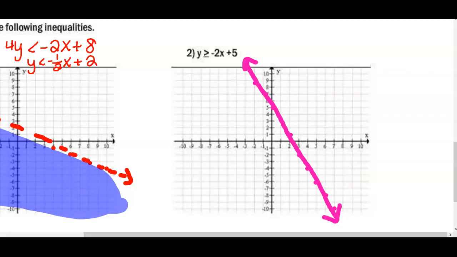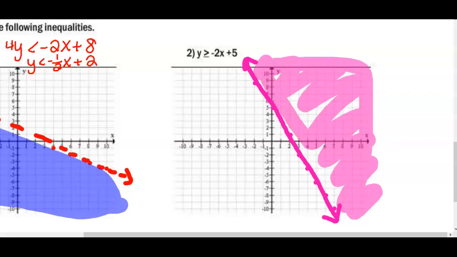And then y is now greater than. So if it is greater than, we shade above. Is 0, 0 a solution to this graph? No. Is 10, 10 a solution to the graph?